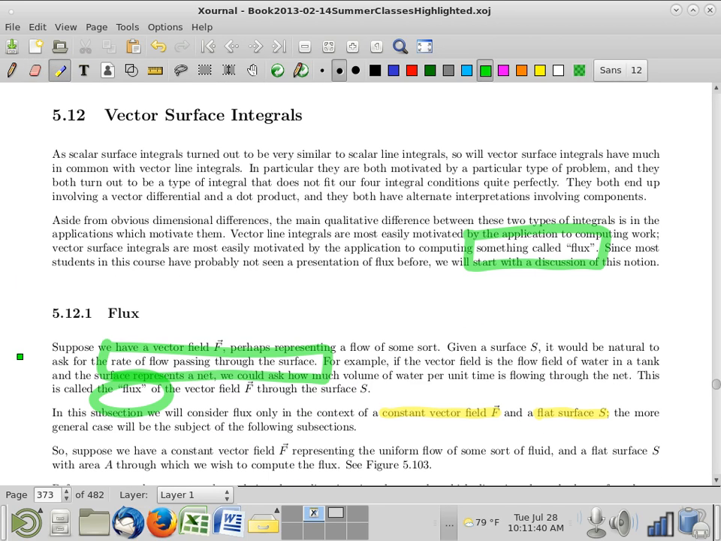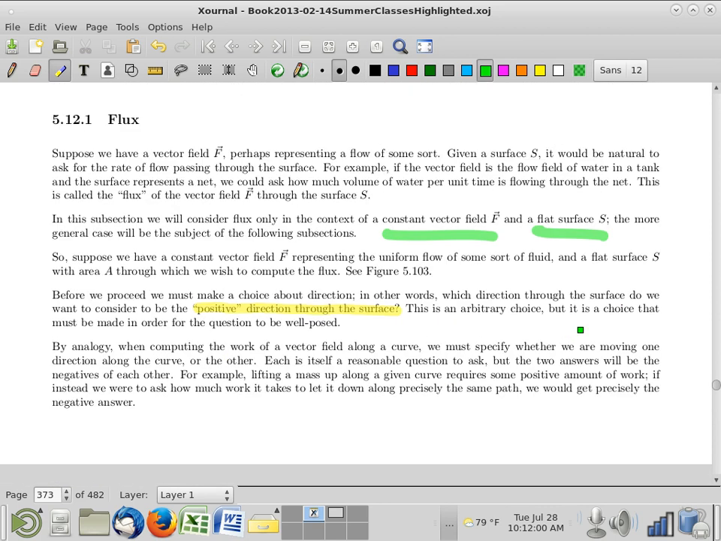I'm going to start with a simple version of this. Namely, we're going to talk about what happens if you have a constant vector field and a flat surface. We'll start with the easy version, and we'll work our way up to what happens if you have a curved surface, what happens if you have a non-constant vector field. But the easy first problem is a good starting point.